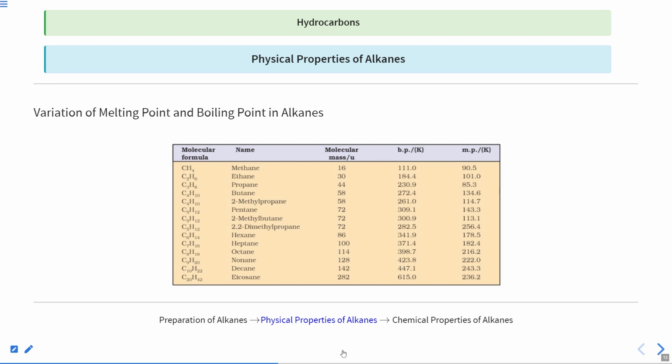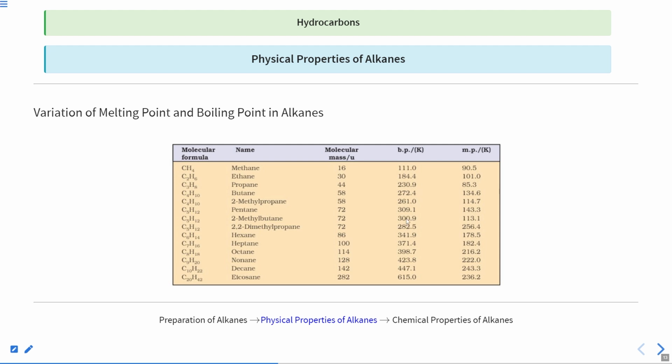Now, talking about the melting point, it is varying accordingly. Why is it varying? What is the reason behind it? There is also some variation in this one. Here you can see that although they have the same formula, they have different names, and hence we can see the variation in their boiling point. So what is the reason behind it? The reason is the second factor, that is the surface area.